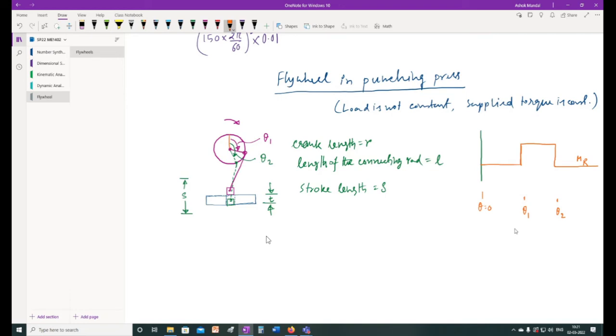This is our MR, the resisting torque. On the other hand, for smooth operation, we need to maintain a constant value, or from the motor we obtain a torque which is constant like this. This is the aim we have. Along this axis we have the crank angle, and along this we have the loading torque.